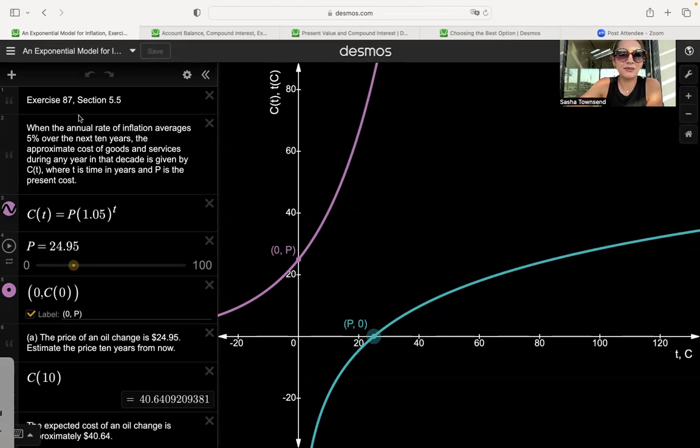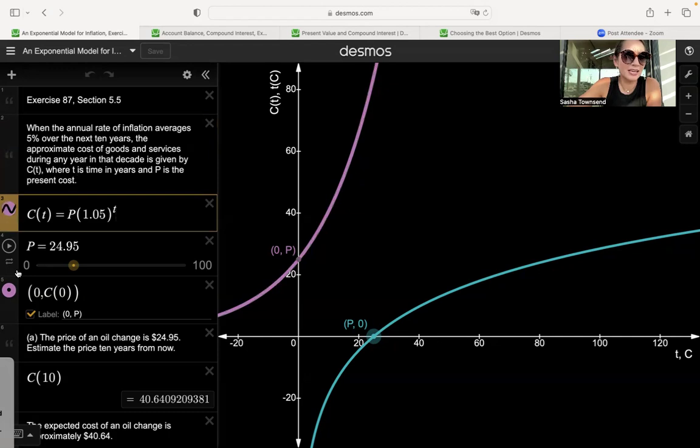It's exercise 87. It says, when the annual rate of inflation averages 5% over the next 10 years, the approximate cost of goods and services during any year in that decade is given by C of t, where t is the time in years and p is the present cost of whatever it is you're purchasing. So that C of t is some present cost times 1.05, because of that 5%, raised to the t power. So basically that just says after 1 year, the price is expected to be 5% higher than it was previously.